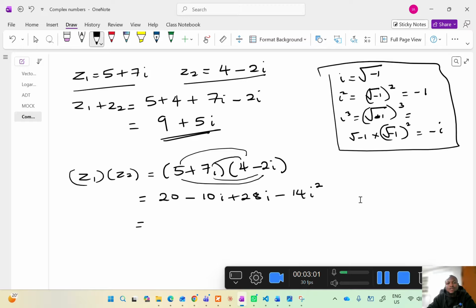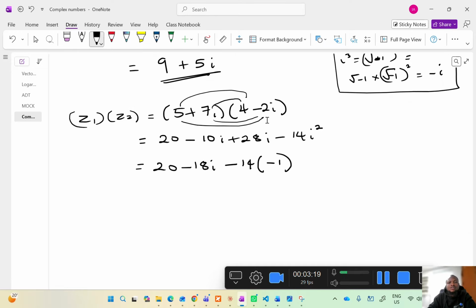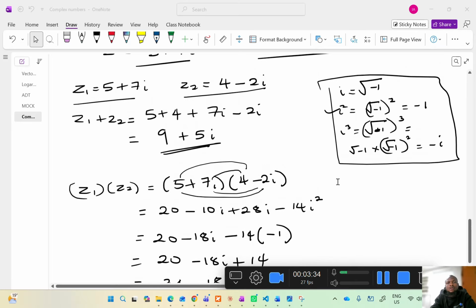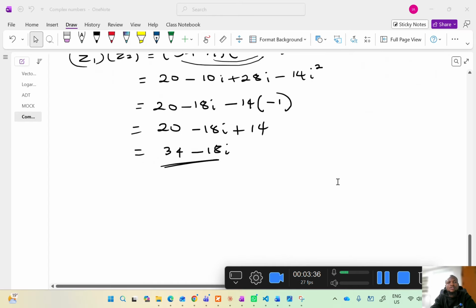So that implies that this becomes 20 minus 10i plus 28i is 18i, and this is minus 14i squared. Then i squared is minus 1, like I've shown you here. So this becomes 20 plus 18i plus 14. So 20 plus 14 is 34, plus 18i. I hope this is well understood. So that is multiplication of two complex numbers. We've done addition and multiplication of two complex numbers.